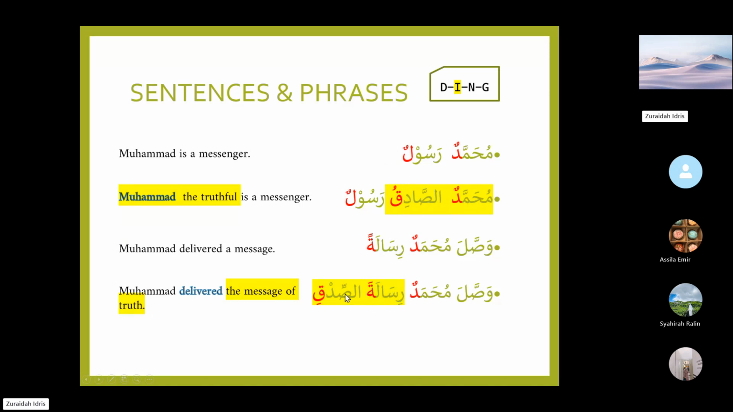This is idafa, mudaf, mudaf ilay, not identical. One can actually be marfu, mansub, majrur. It can be any of those. But this one will always be majrur. Remember, the owner in a possessive phrase will always be jar. And this is light. Remember we talked about light? So this is one of the reasons for an isim to be light when it is a mudaf, the thing being owned, the message. So what do we call these sentences? This is jumla ismiyah. That's obvious. Why? Because it starts with an isim. Jumla means sentence.